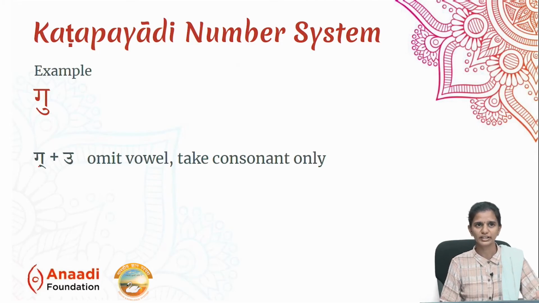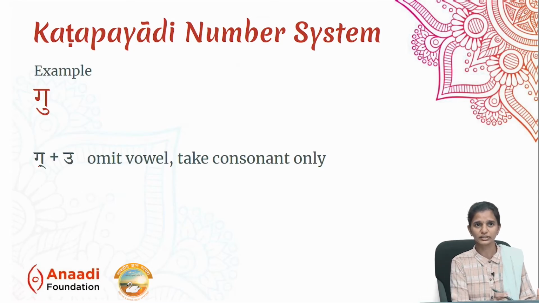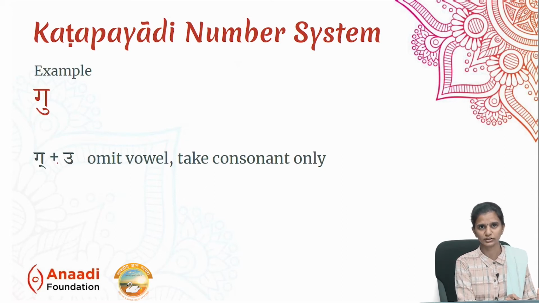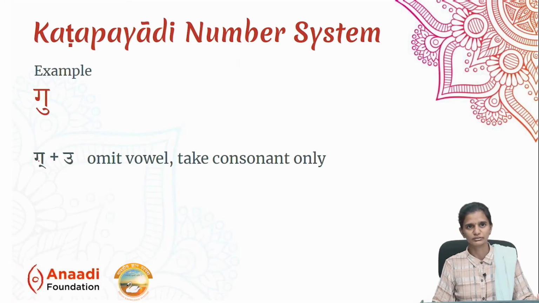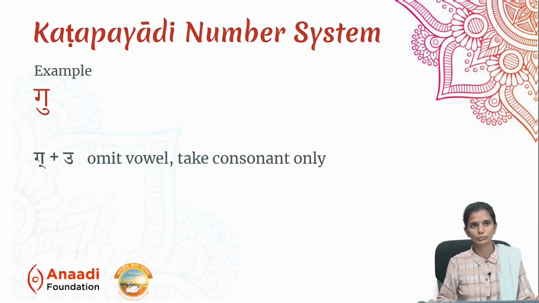Now, we have the letter Gu. Gu is made of G plus U. Now, we have seen that the vowels only when standing alone take the numerical value 0. Here, it has combined with the consonant. So, we can ignore this vowel. We only take the consonant G. If you recollect the table, the values go Ka has 1, then Kha has the value 2, Ga has the value 3. Here the value will be 3.